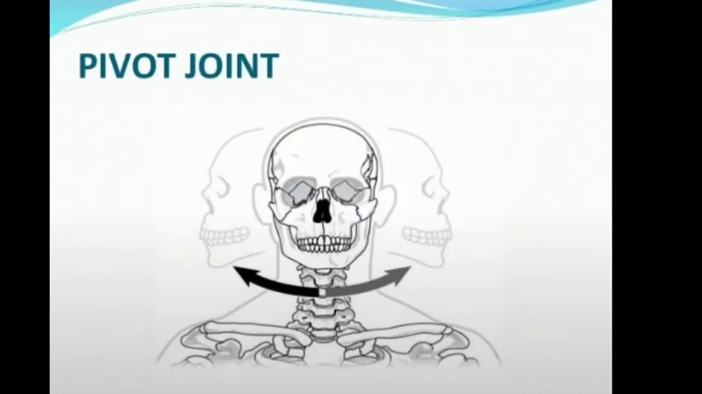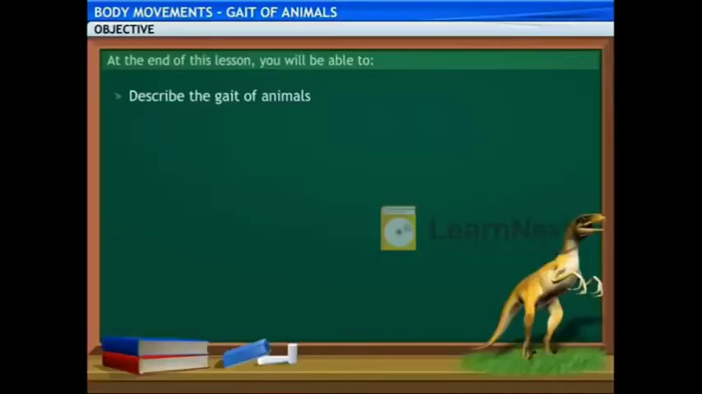Next is pivot joint. The joint where our neck joins the head is known as the pivot joint. This joint will allow us to bend our head forward and backward and also turn the head to our right or left.